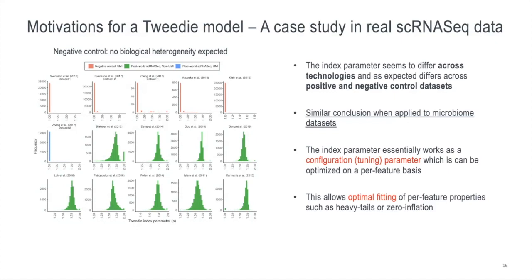This index parameter can also be thought of as a configuration parameter or a tuning parameter. Again, this is optimized on a per feature basis, and it's automatic in the sense that the user doesn't have to do any further tuning. So it will be the best P that it can find based on the data. That allows the optimal fitting of per feature properties such as heavy tails or zero inflation across different omics layers.